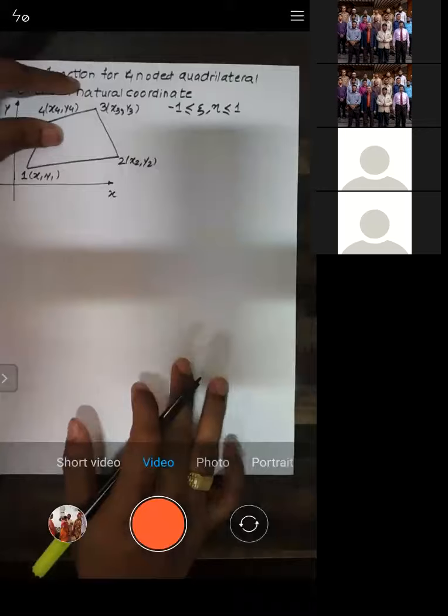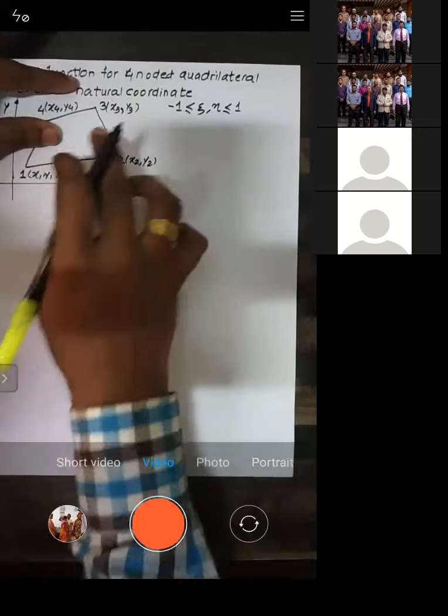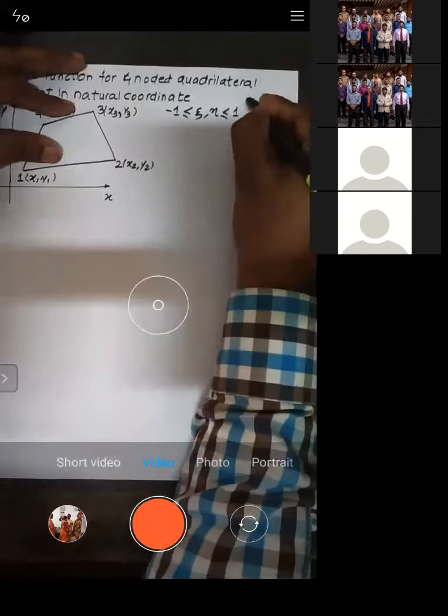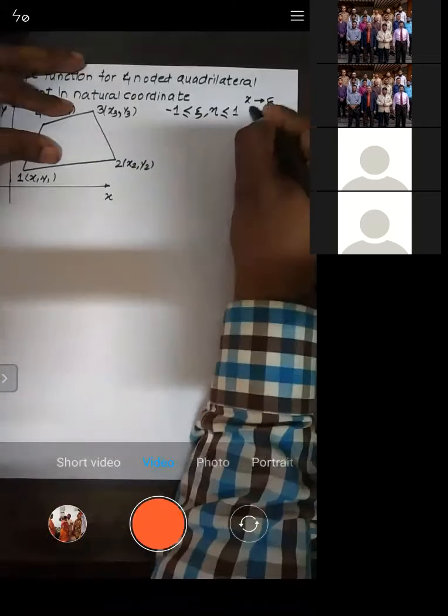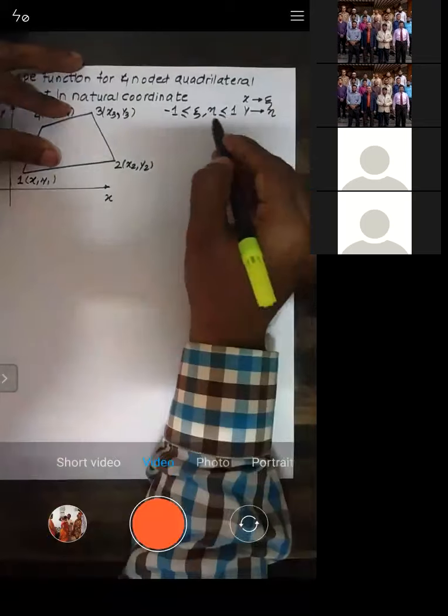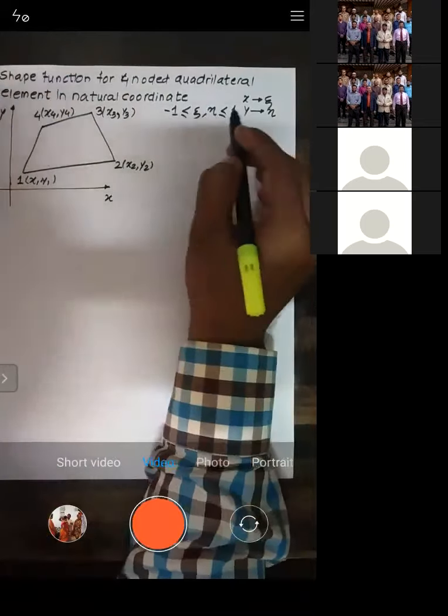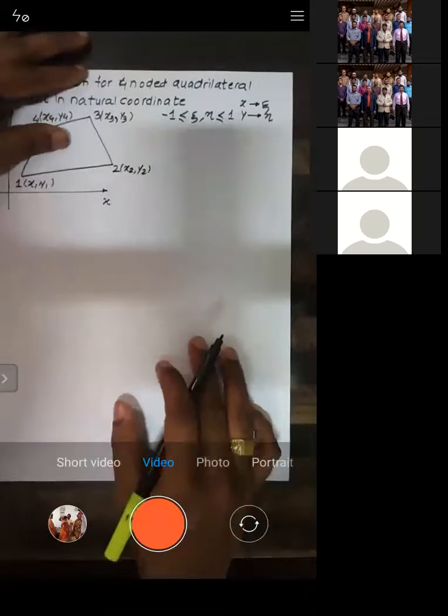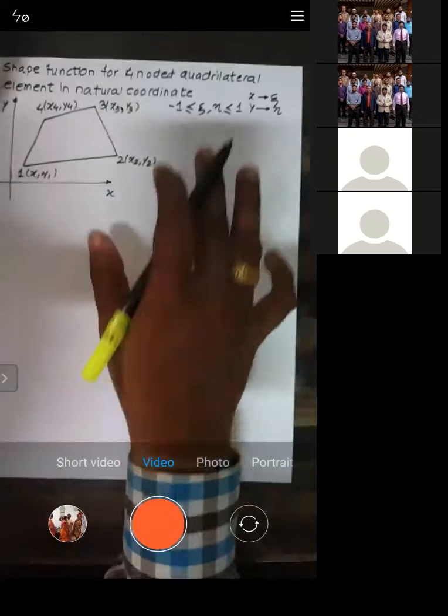Basically, we are interested to convert x into zeta and y into neta. So we need to convert this x into zeta. Similarly, we need to convert y into neta. And what is the limit for zeta and neta? It should be ranging between -1 to +1.